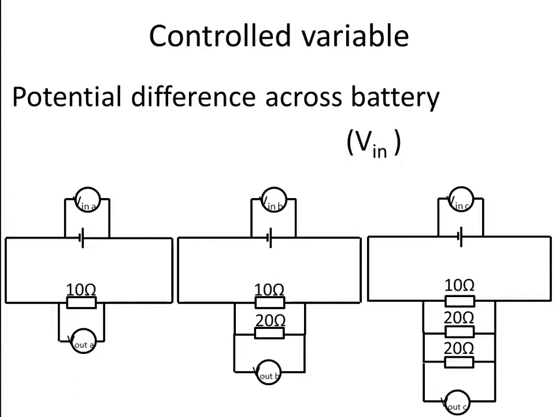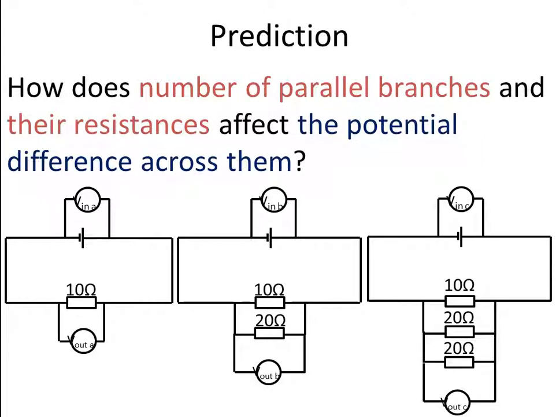We're going to use the same potential difference across the battery. So we're going to use, in this case, a 9-volt battery in each of the three circuits. So what is your prediction? What do you think we are going to find? What is the answer to this question? Do you think that we're going to get the same reading here as here as here?